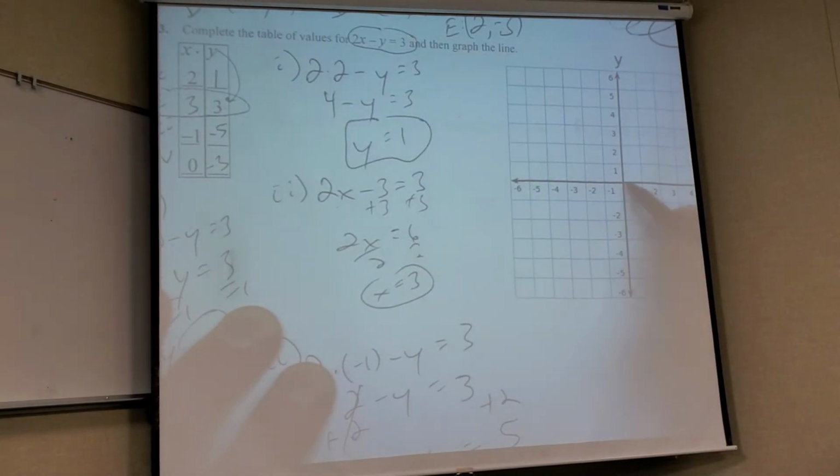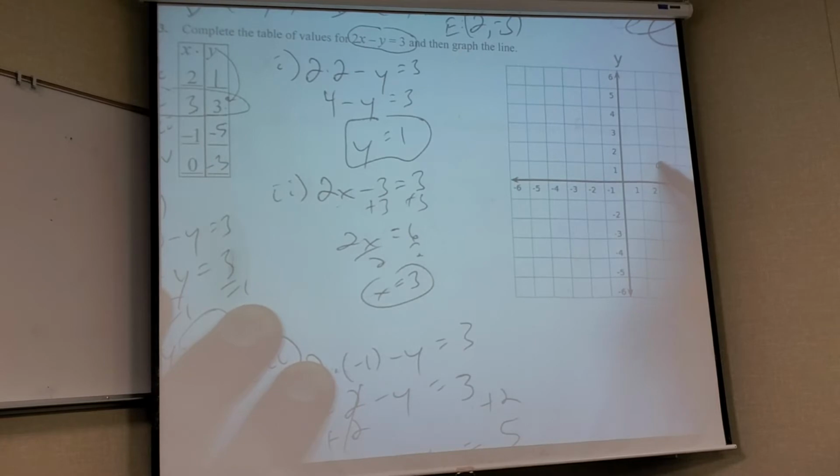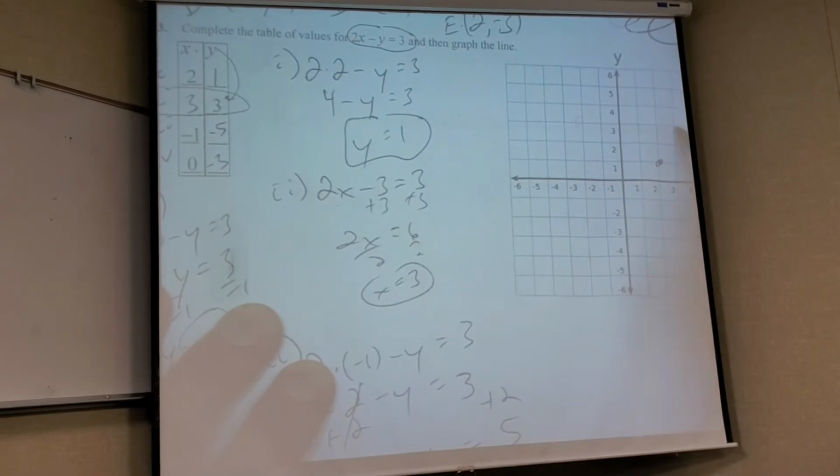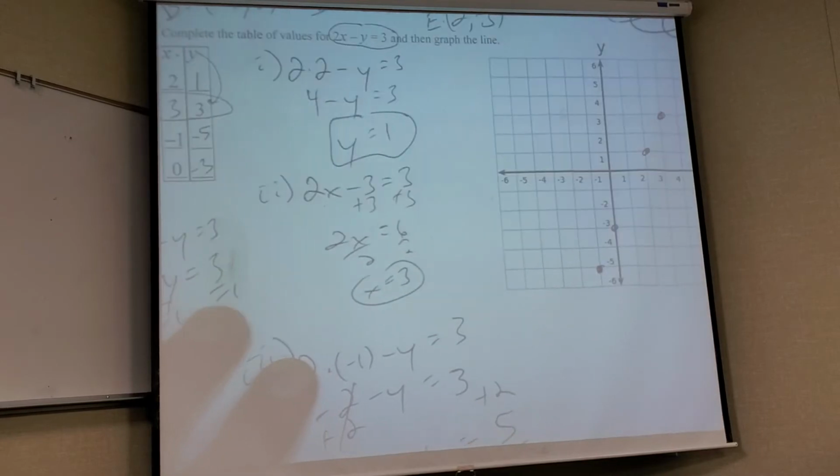So 2, 1, 3, 3, -1, -5, and 0, -3. That looks good.